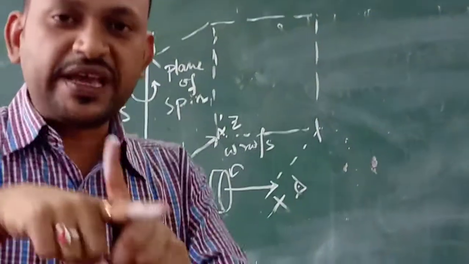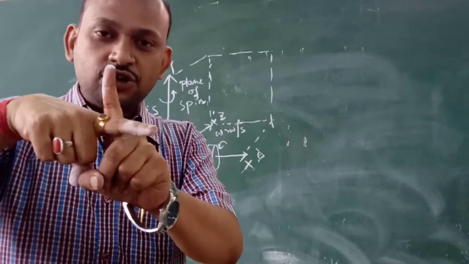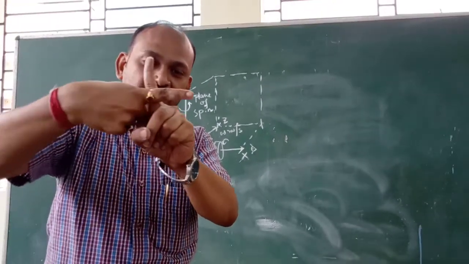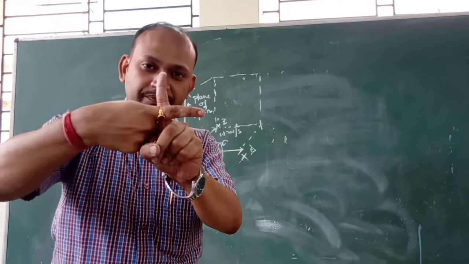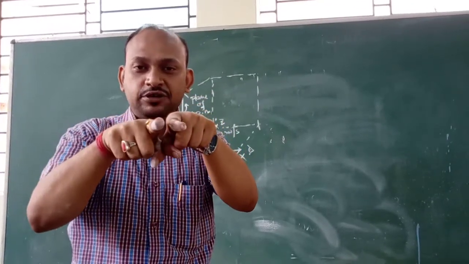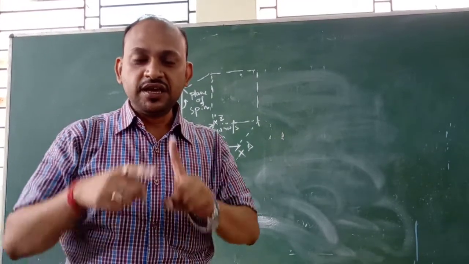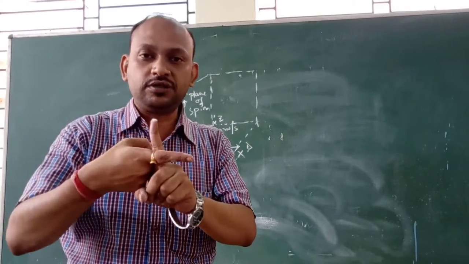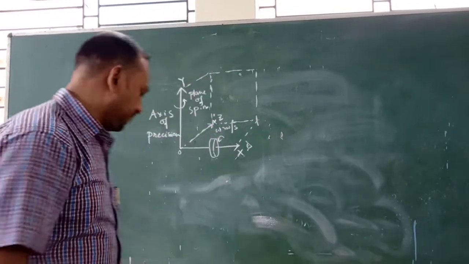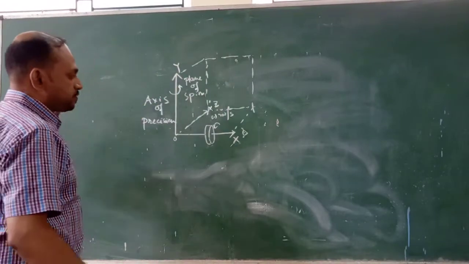For gyroscopic action to take place, the axis of precession should always be perpendicular to the axis of spin. So both of them should be perpendicular. If both of them are parallel to each other, no gyroscopic action will occur in the system. They should always be perpendicular to each other. So this is known as the axis of precession. This is the plane of spin.